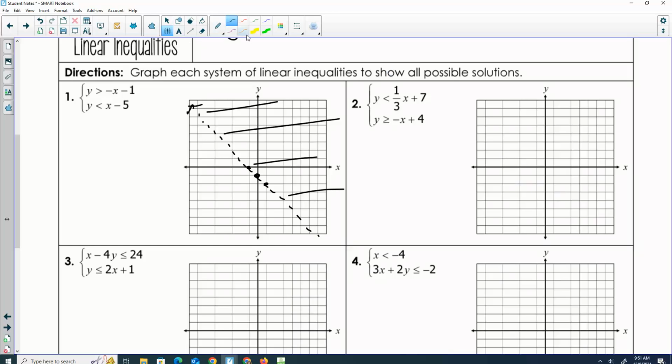Now we have a second inequality. So y is less than x minus 5. To graph that, we start at a y-intercept of negative 5. My slope is 1, so up 1 over 1. Solid or dashed? Dashed again because there's no equal to.